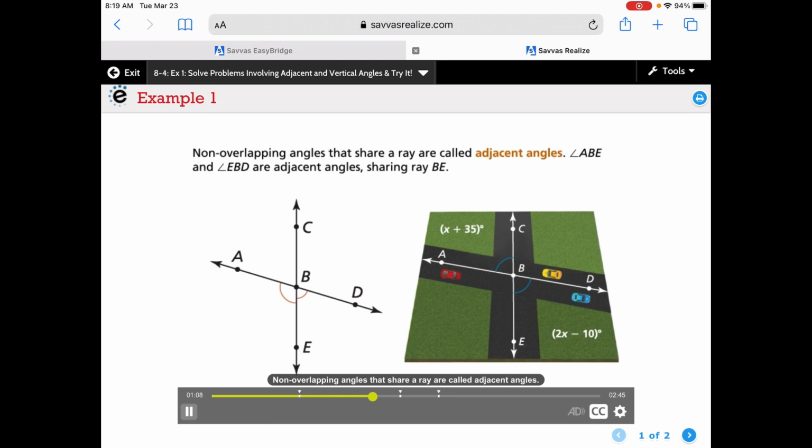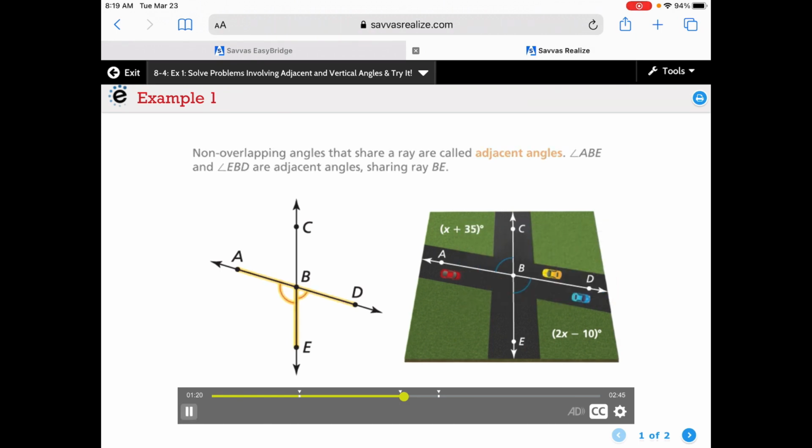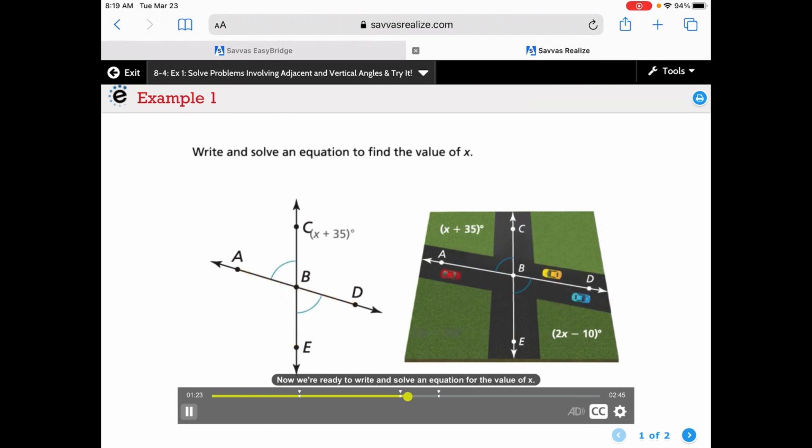Non-overlapping angles that share a ray are called adjacent angles. Angle ABE and angle EBD are adjacent angles because they share ray BE. Now when you add those together, the total measure is going to be 180 degrees, so keep that in mind. Now we're ready to write and solve an equation for the value of x.